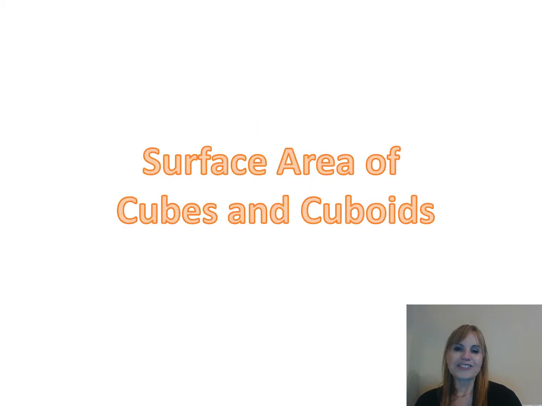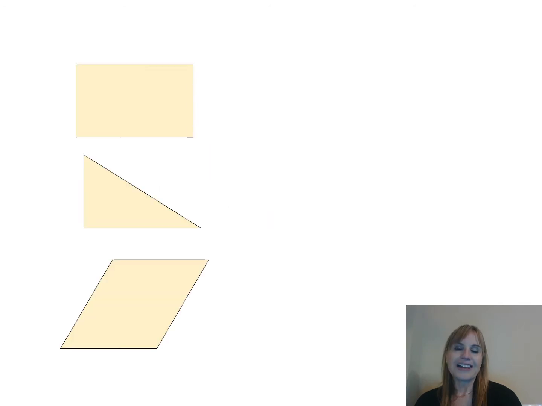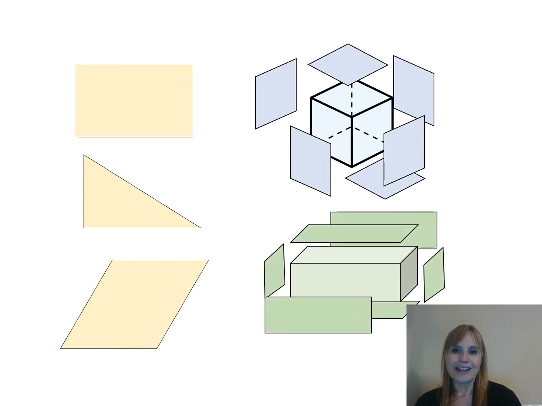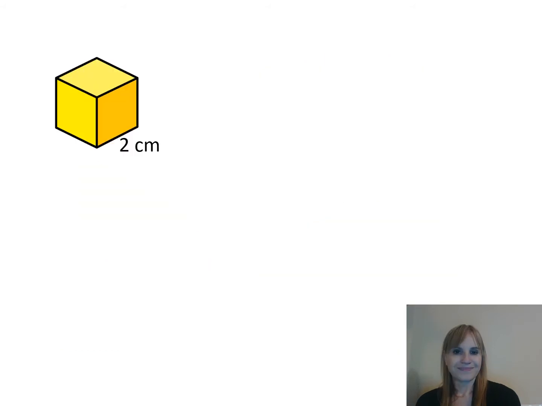So let's have a look at surface area of cubes and cuboids. Last lesson, we looked at the area of two-dimensional shapes. Now a three-dimensional shape, you can't find the area, but you can find the area of all the sides. So for a cube, it would be the sides that look like this, and a cuboid, it would look like this. This is called surface area.